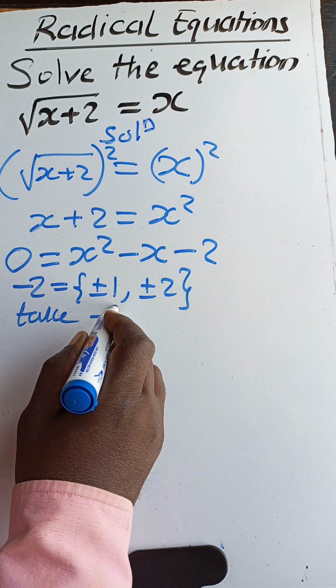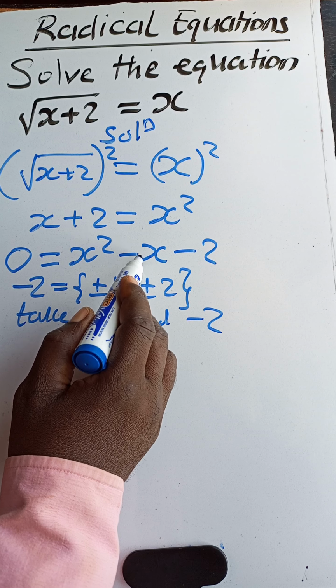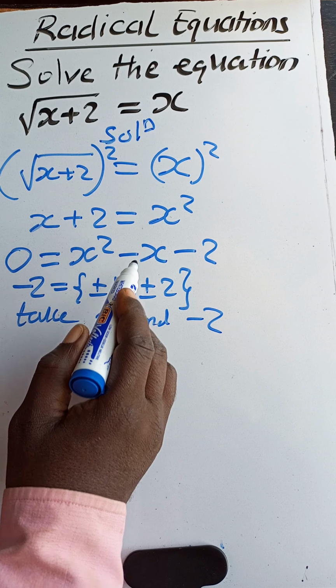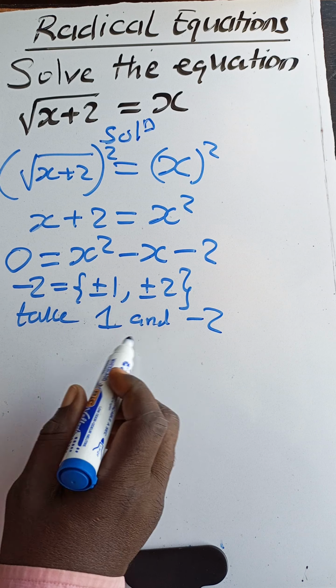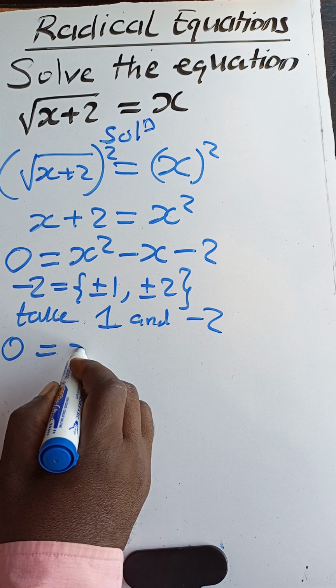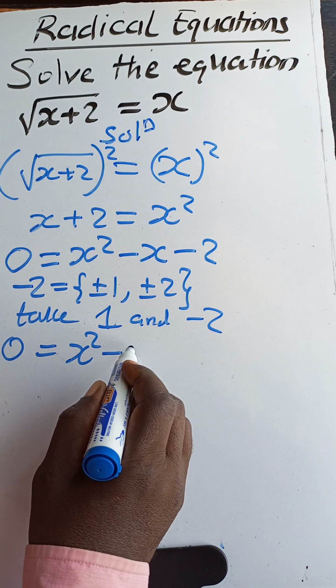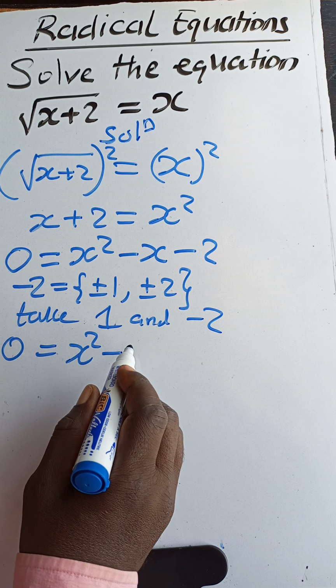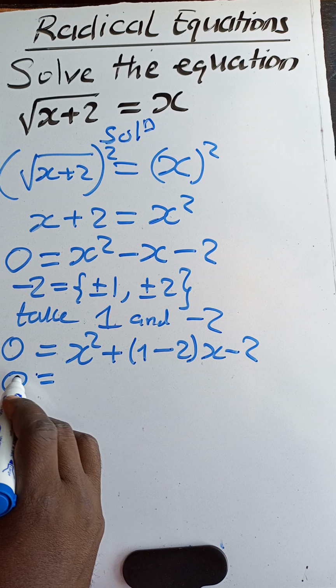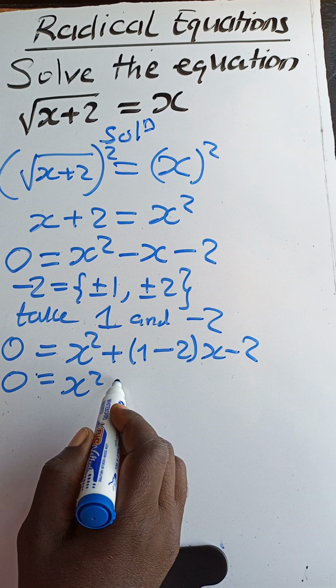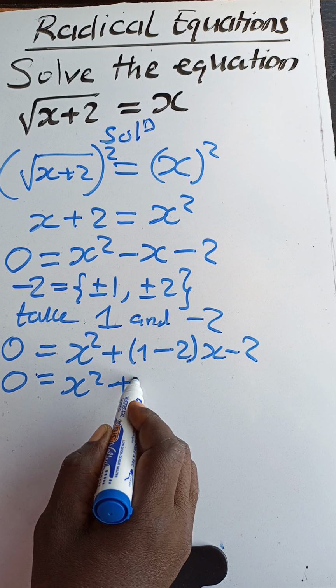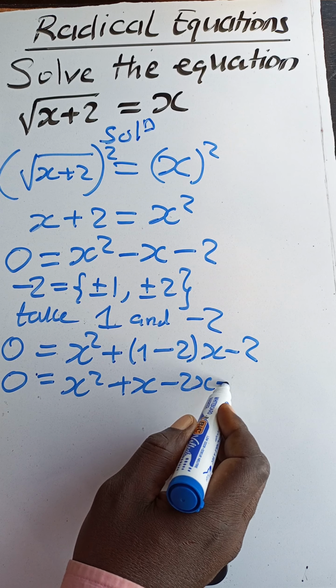All right, so we're going to replace negative 1. The coefficient of x here is negative 1. We're going to replace negative 1 with these two numbers. And so we have 0 is equal to x squared, plus 1 minus 2x minus 2. We have replaced negative 1 with this. 1 minus 2 is negative 1. And so we have 0 equals x squared. We'll open out this bracket plus x minus 2x minus 2.